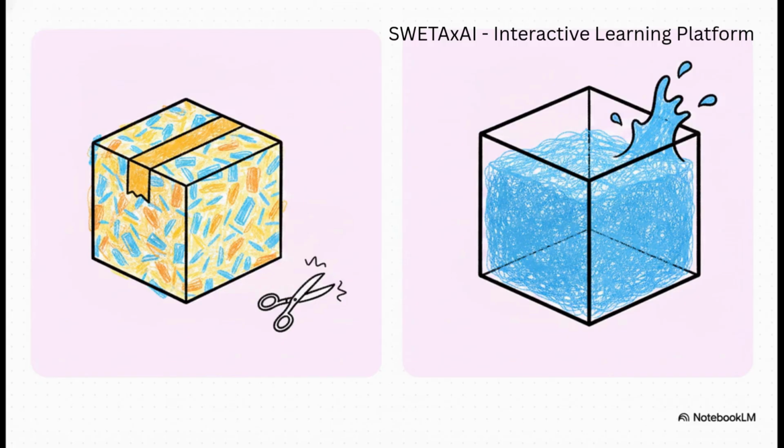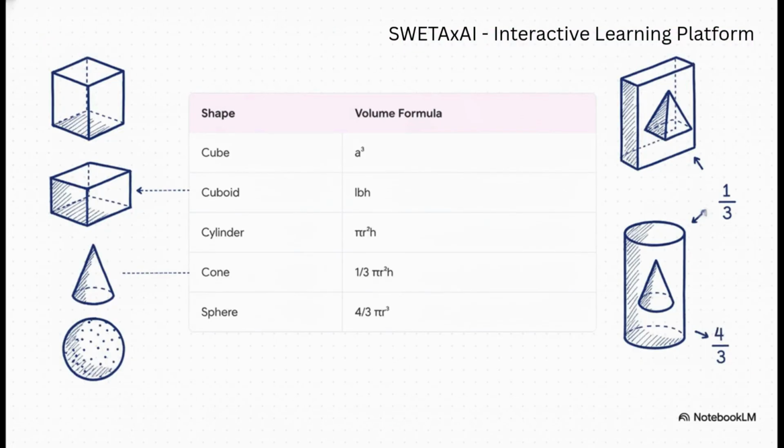Make sense? When we calculate volume, the formulas share these really beautiful mathematical relationships. A cube is side a cubed. A cuboid is length times breadth times height. A prism is just its base area times its height. And a cylinder actually follows the exact same logic, pi r squared, which is a circle's base area, times its height. But notice what happens with pyramids and cones. A pyramid's volume is exactly 1/3 of its corresponding prism. And a cone?